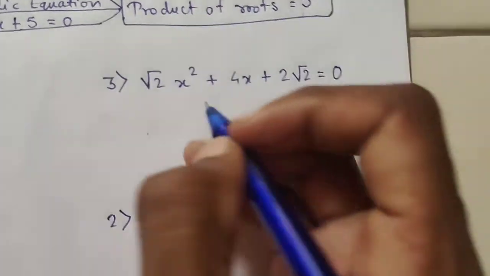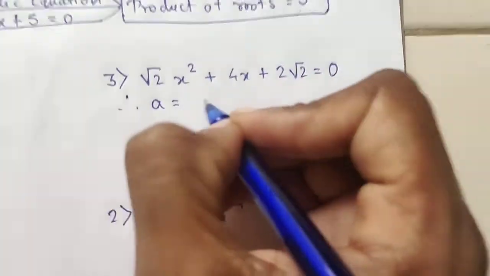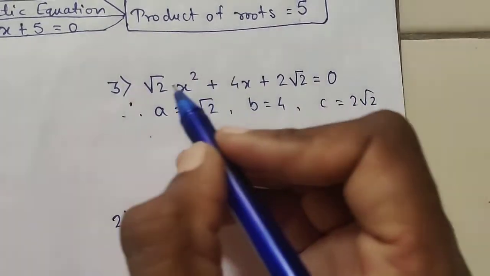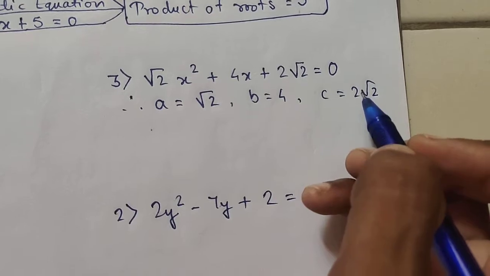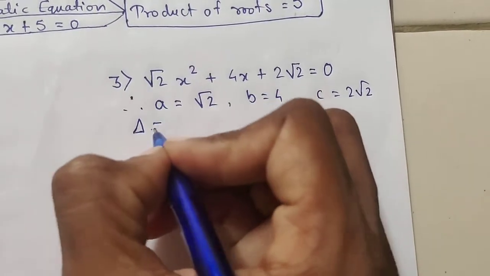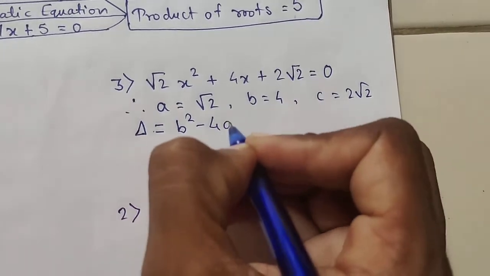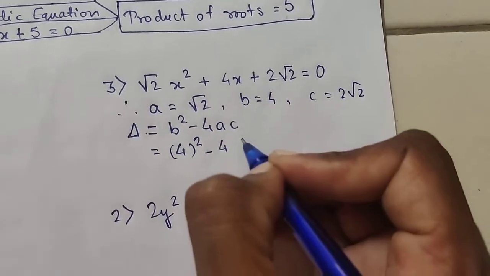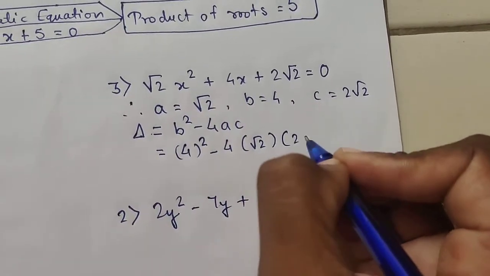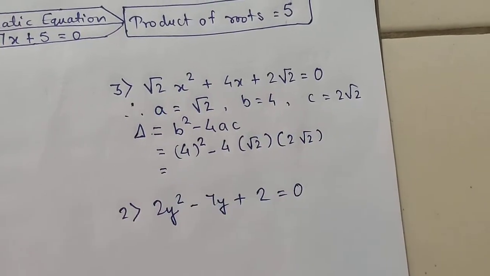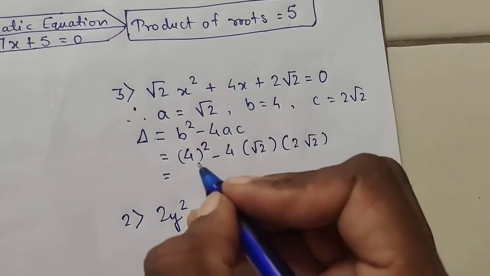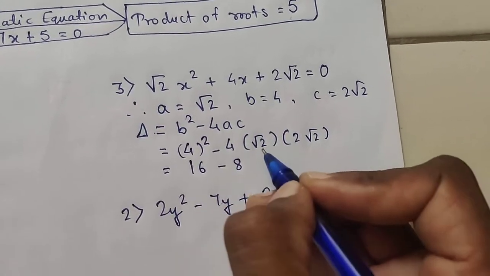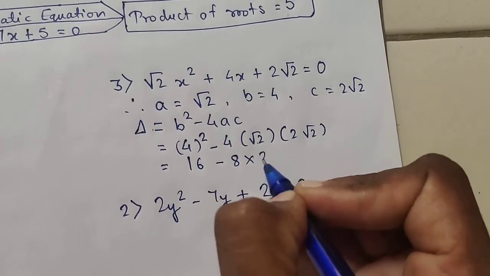Now let me solve the third one. Again the same way. First we are going to write the values of A, B and C. Okay. Your A is root 2, your B is 4 and your C is 2 root 2. Now let us find out this discriminant, that is B square minus 4AC. Now what is B? 4 square minus 4. What is A? Root 2. What is C? 2 root 2. Now let us simplify this. What is square of 4? 4 square gives you 16 minus 4 2s are 8, and if you do root 2 into root 2 you are going to get 2.